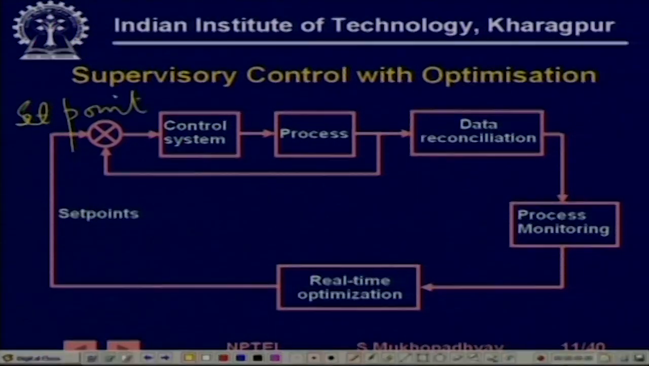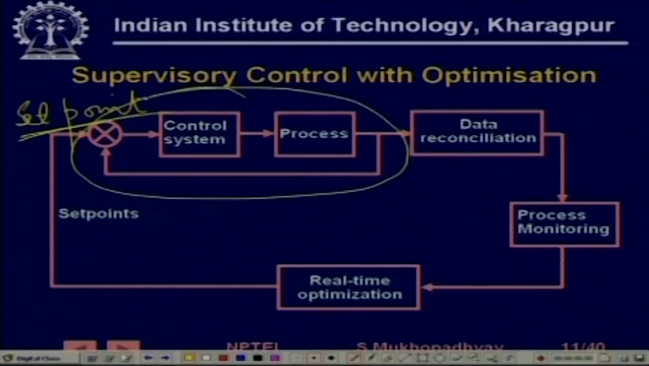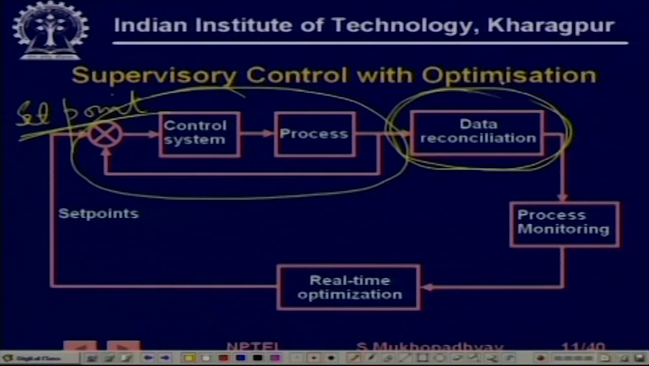This is the set point. And this is your system, closed loop system. So you always try to find out that, first of all, you get the data from the process and you reconcile it. That is, it may contain noise, some sensors may be inconsistent because of various reasons. So first, before taking decisions, you reconcile the data so that all the signals make sense according to standard mass balance and energy balance equations of the process.